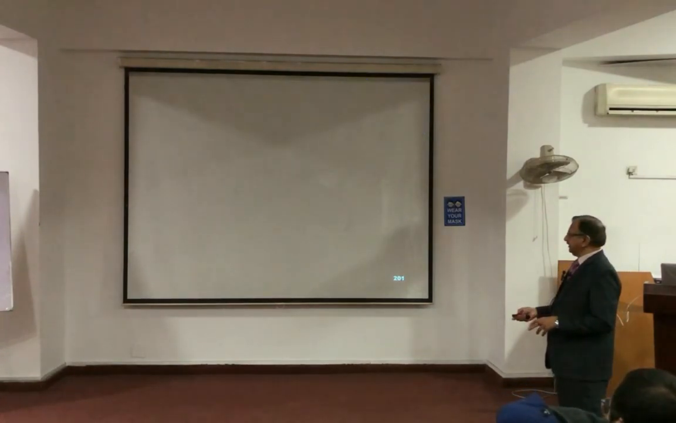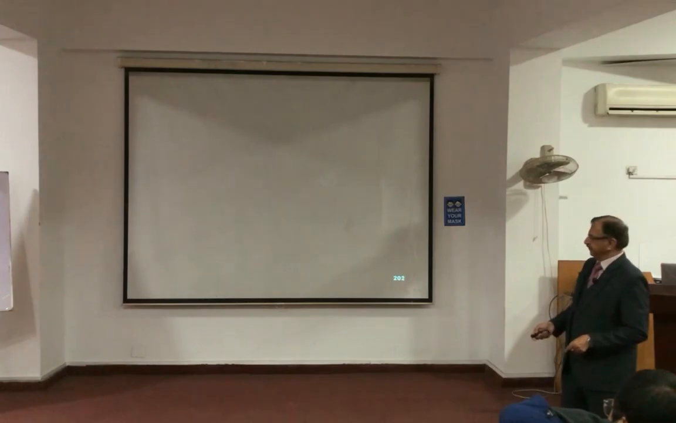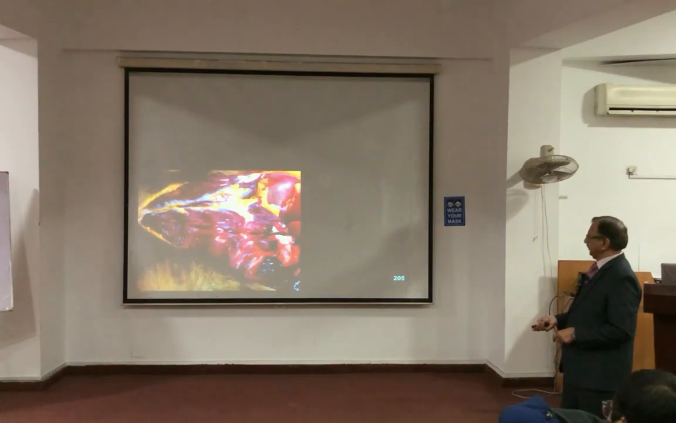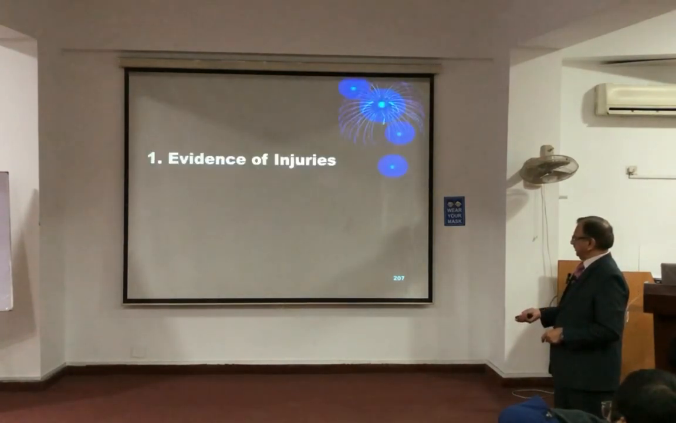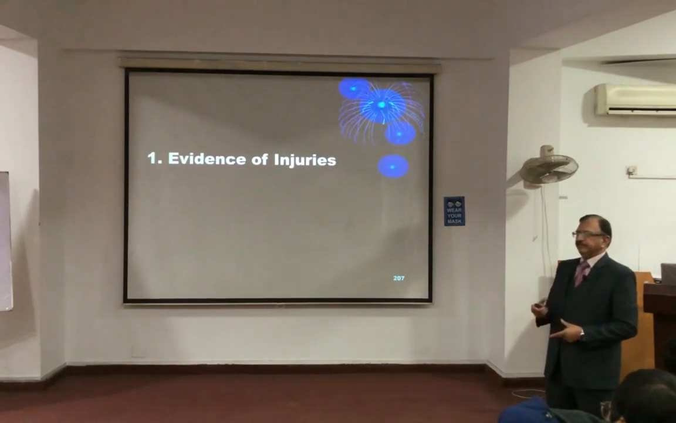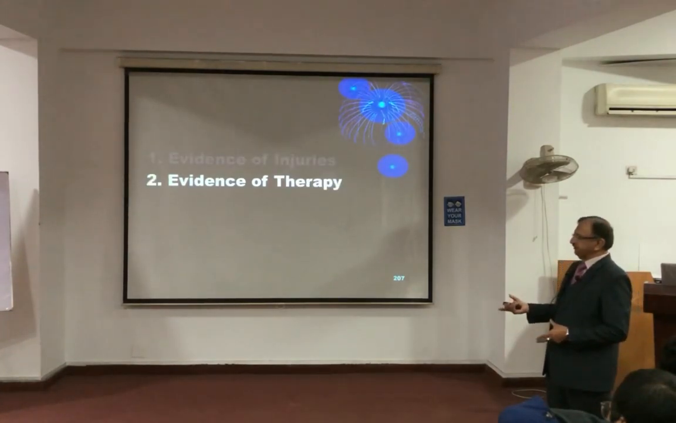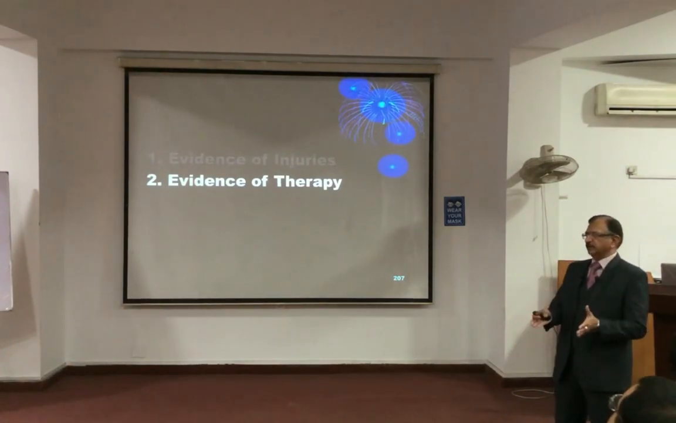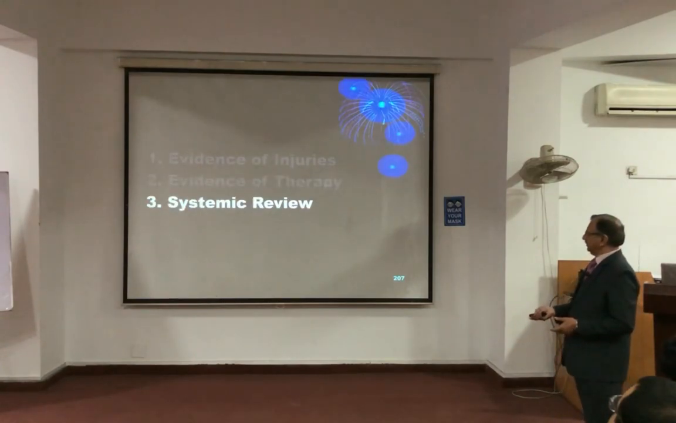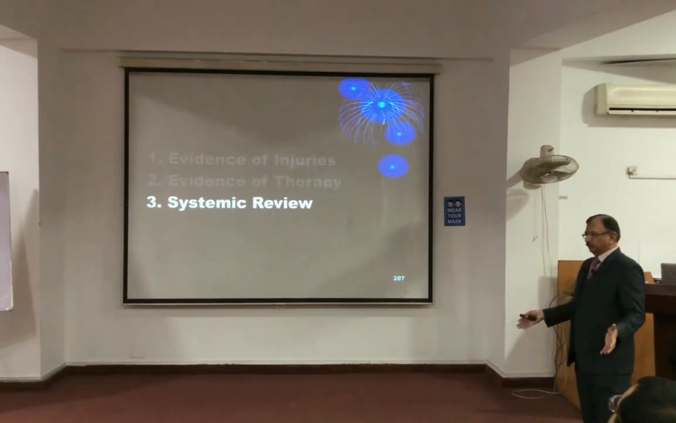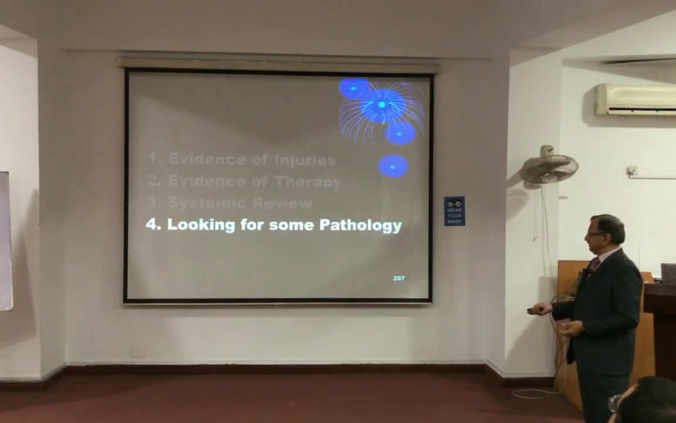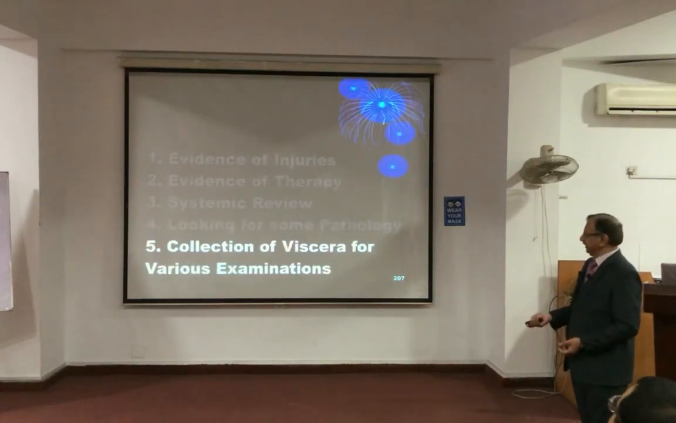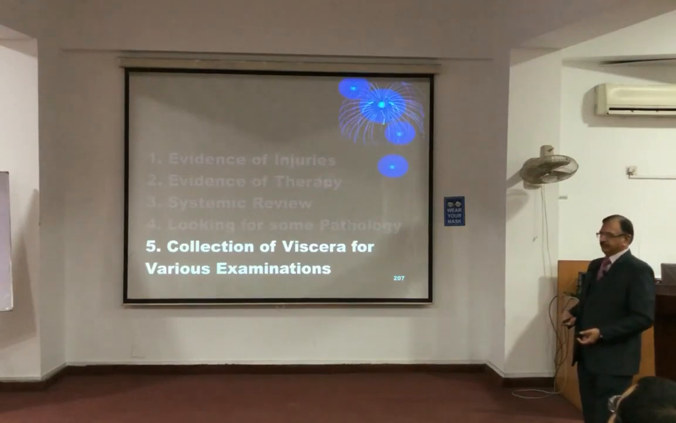Now you will correlate the external findings with the internal. This is the sternal plate which is cut. You will look for evidence of injuries. You will look for evidence of therapy, any repair, surgical intervention, nephrectomy, splenectomy, cut, anastomosis, all the findings will be there. And in the systemic review, you will look over all the processes which have been done. Then you will look for any pathology, any natural disease, and collect for the various examinations which are required.